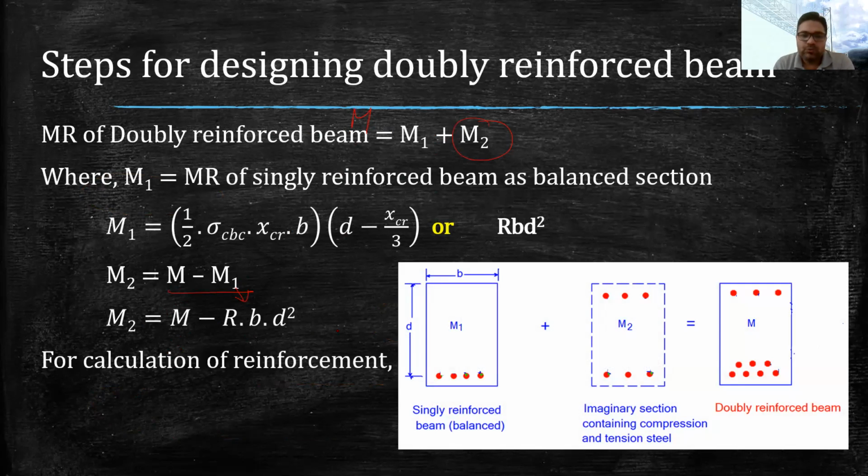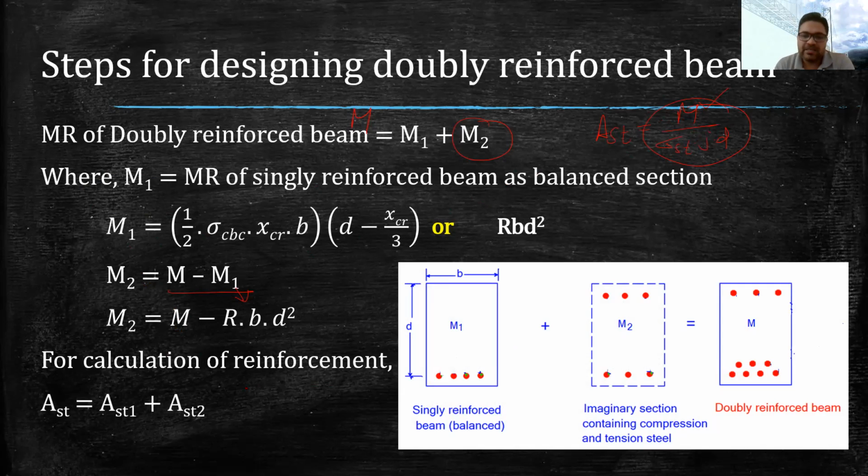Now, to calculate the reinforcement, we are required to have the moment of resistance. As you know, in the case of a singly reinforced beam, when we found the AST, the formula for AST was M by sigma ST into J into D. So this is the formula that we used to have, and we are required to have the moment. In the same line, we are supposed to have moments M1 and M2 to calculate the area of steel in tension and in compression as well.